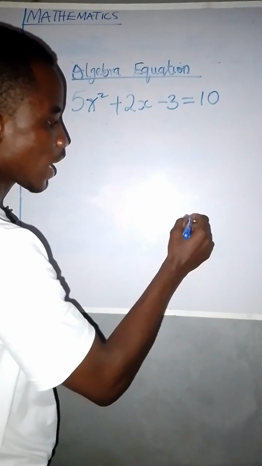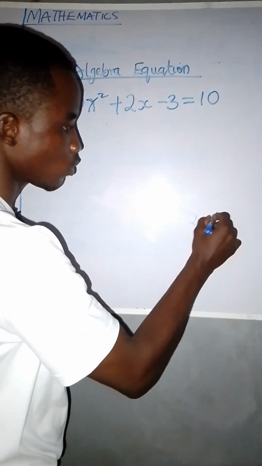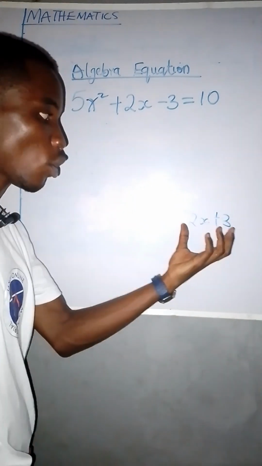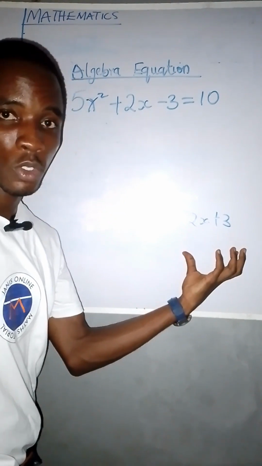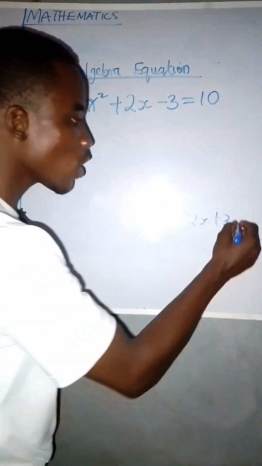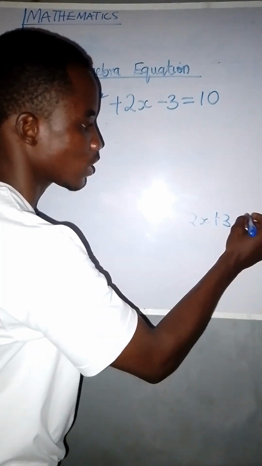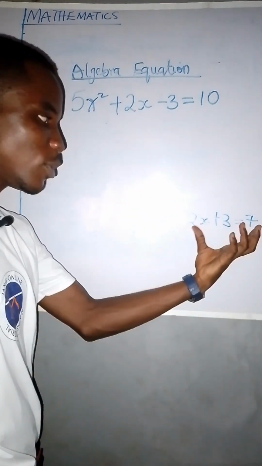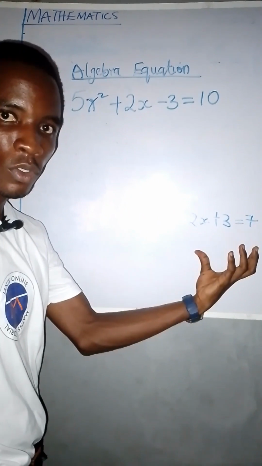For instance, let's say I have 2x plus 3. This is an algebraic expression, not an equation. Why? Because there is no equal to sign here. So as long as there's an equal to sign, let's say for instance equal to 7, automatically this becomes an algebraic equation.